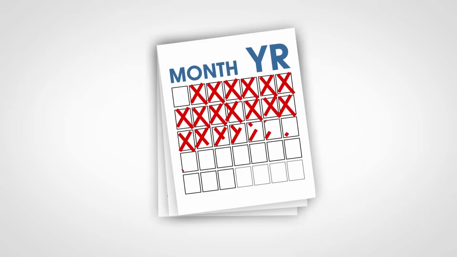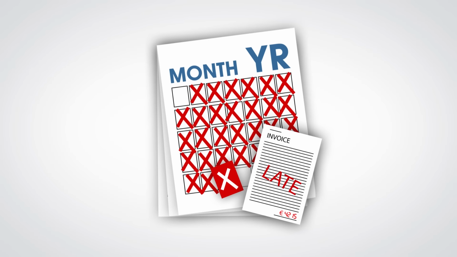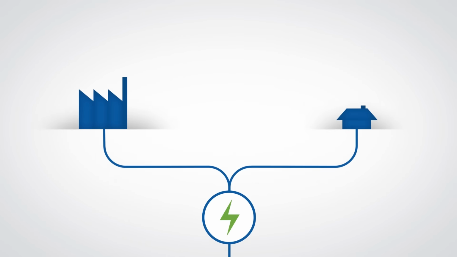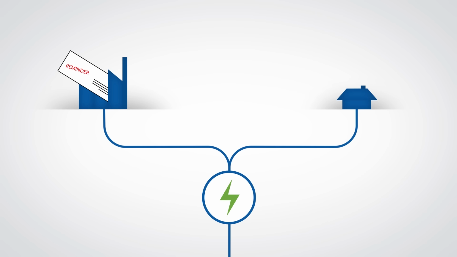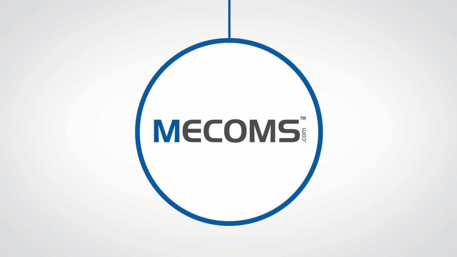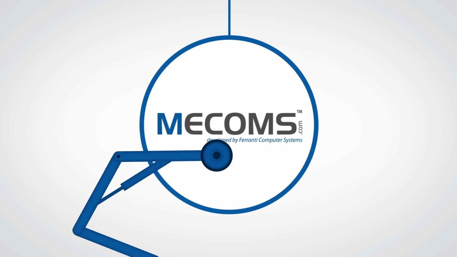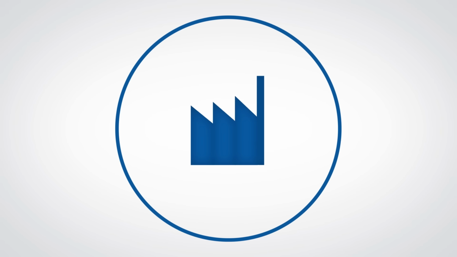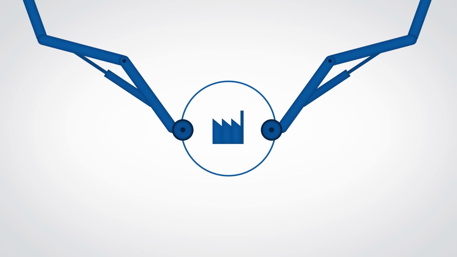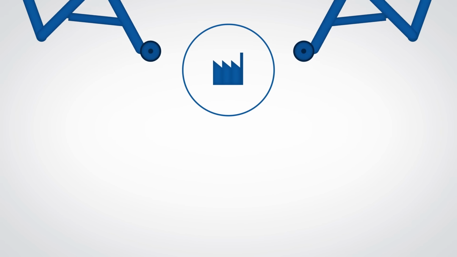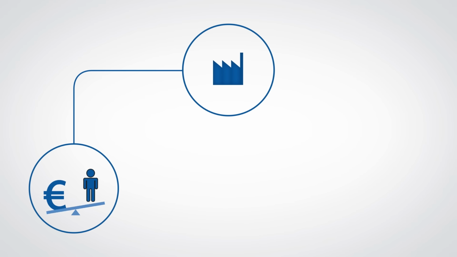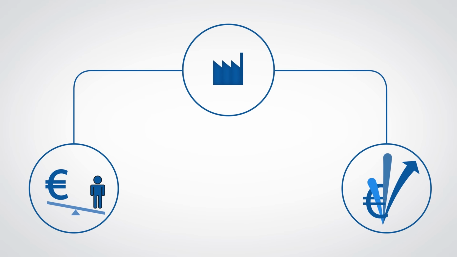If invoices are not paid in time, we'll automatically mark them and the system will generate a reminder letter. You will only have to focus on the exceptions. The rest will automatically be taken care of by the MECOMS system. As you can see, we provide a total solution for your enterprise. By automating and improving your business processes, we reduce your cost to serve, increase your revenue, and make your job easier.